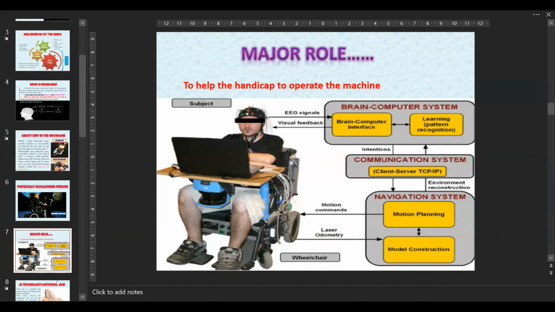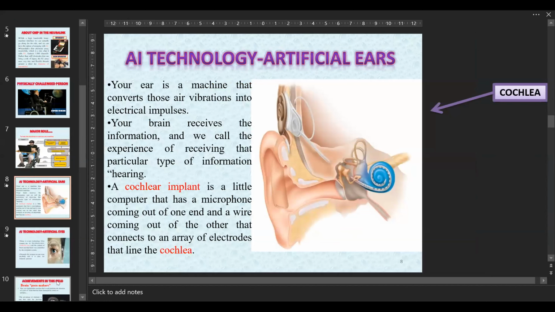Like artificial intelligence, yes. Our ear is a machine that converts air vibration into electrical impulses. The best implant for an artificial ear is the cochlear implant, a device with a microphone which is placed near the ear, which will convert air vibration into electrical impulses. The electrodes are placed on the cochlea. The electrodes will convert these air vibrations into electrical impulses.